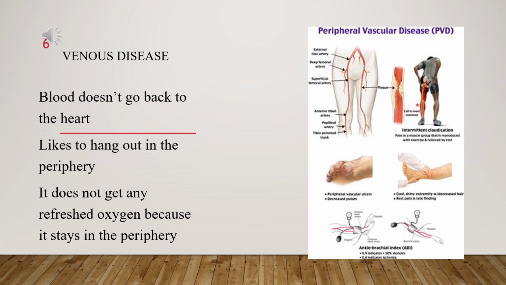Now, when we talk about venous disease, remember the veins carry the deoxygenated blood back to the heart. So if we have a venous disease, the blood isn't getting back to the heart very effectively. It's hanging out in the periphery. It's not getting any refreshed oxygenated blood because it's hanging out in the periphery. It's having a hard time getting back to the heart and back to the lungs.